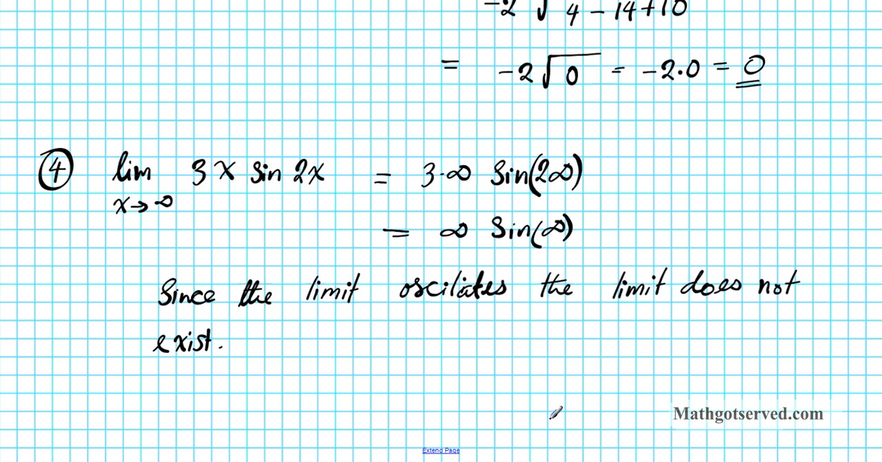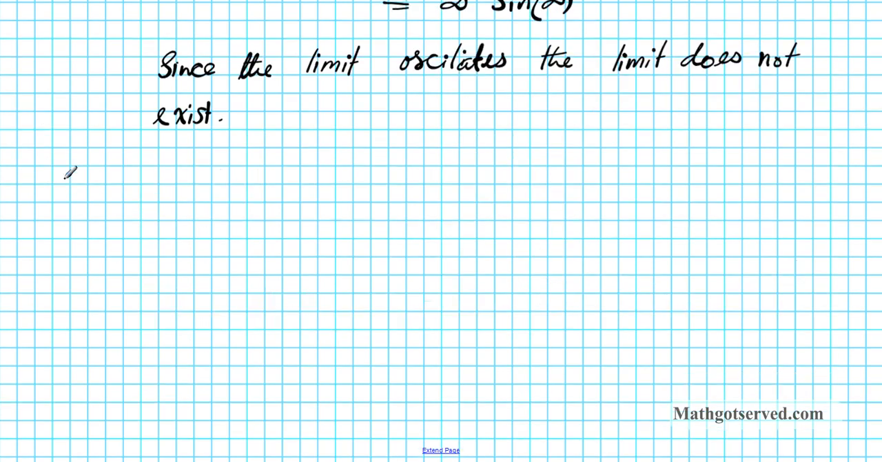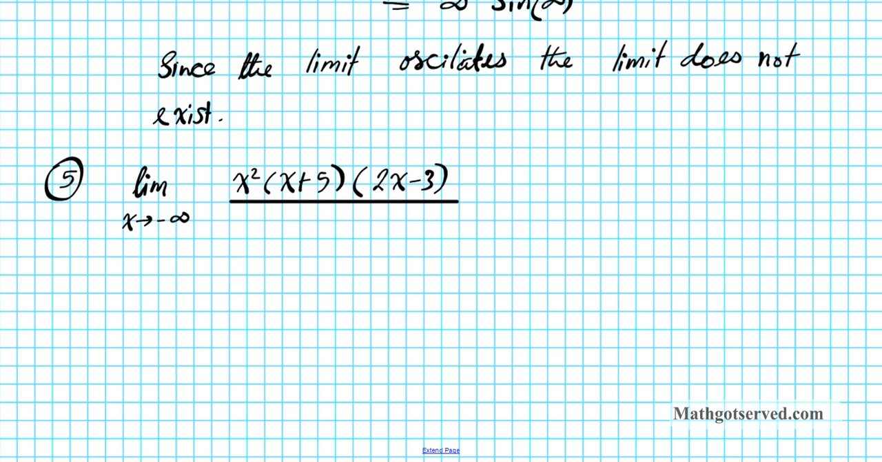All right, let's take a look at the next problem, problem 5. Now let's find the limit as x approaches negative infinity of x squared times (x plus 5) times (2x minus 3), and this whole expression divided by the square root of x to the fourth times (x to the fourth plus 2).